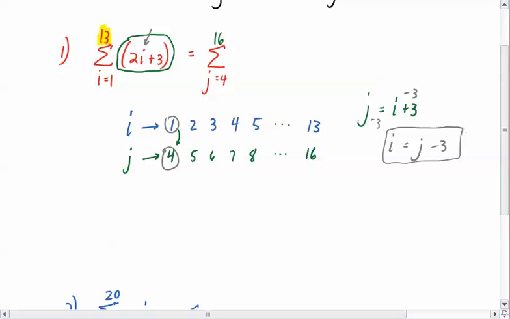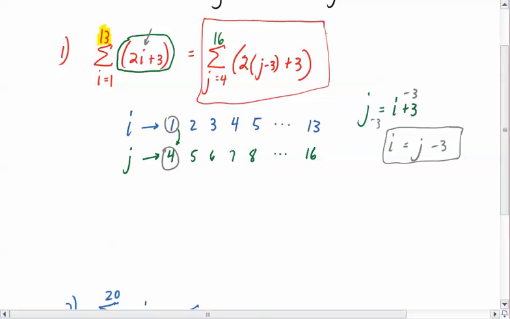Now you could have started with, hey, what's i? But sometimes I just like starting with the new one, the j. So I have i as j minus 3. So we're going to go ahead and rewrite the formula here, but everywhere I see an i, I'm going to put j minus 3. And there it is. There is my new series using j as indicated. Okay, let's take a look at another one.